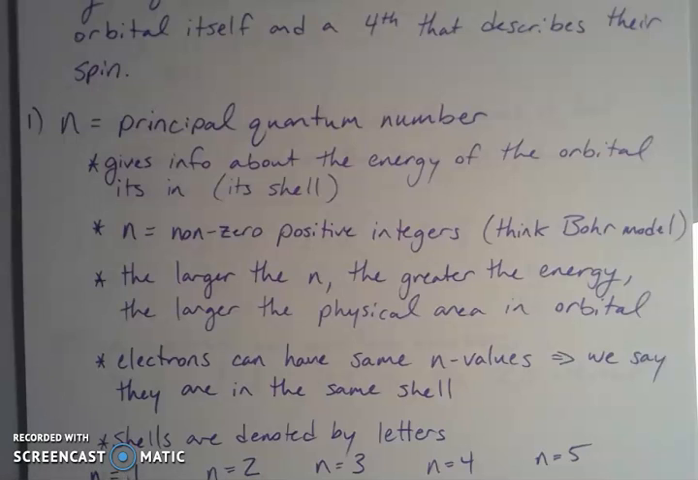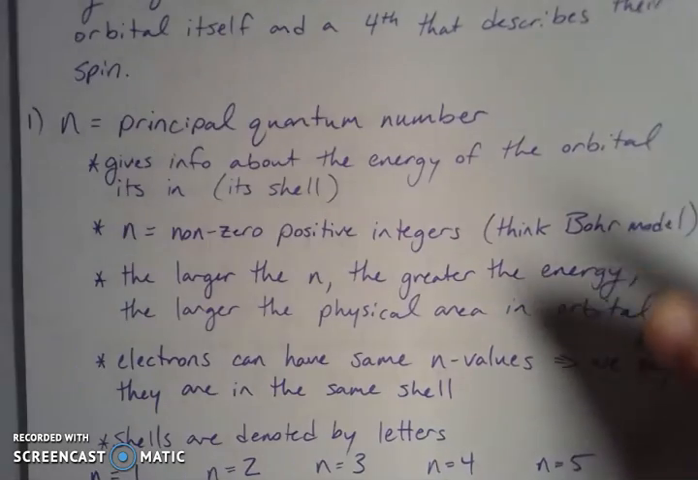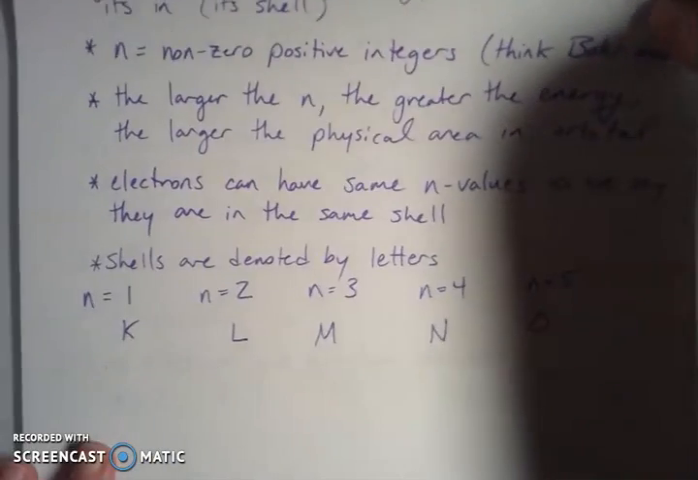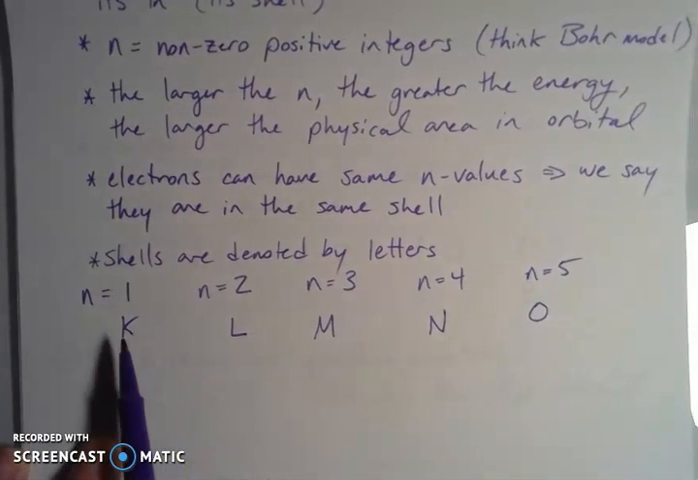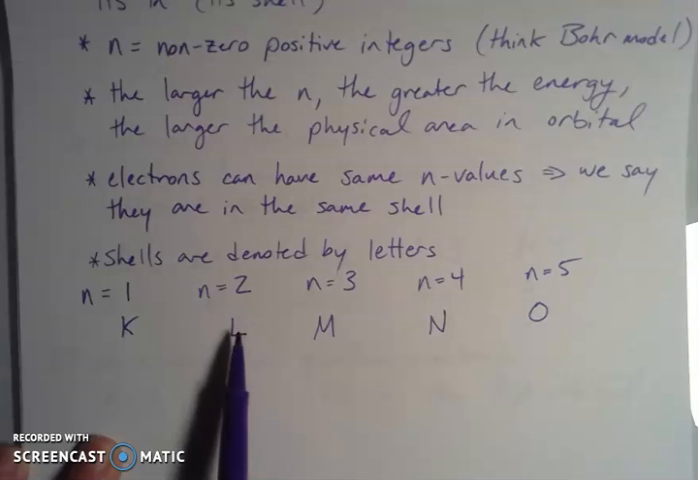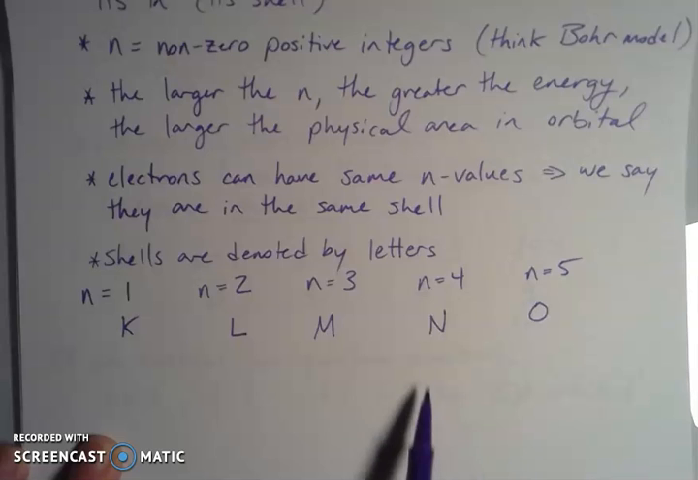Okay, so electrons can have the same n value. They can be in the same shell. We say that they're in the same energy level or the same shell. And these shells are denoted by letters. So sometimes you will see these as letters and not numbers. And you'll see that n equals 1, which is the lowest energy shell, is called K. N equals 2 is L. N equals 3 is M. And you can start seeing the alphabetic pattern here, right? So as I get further away from the nucleus, we just keep going down the alphabet.